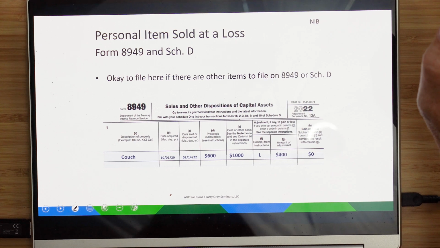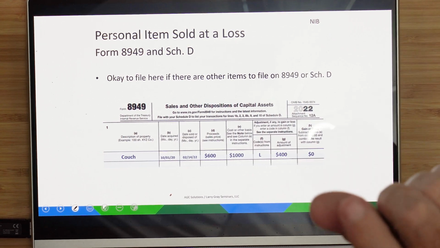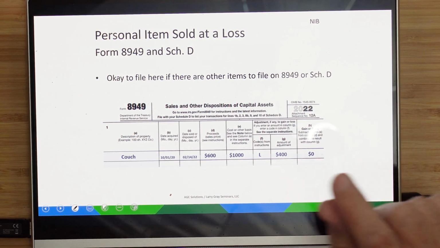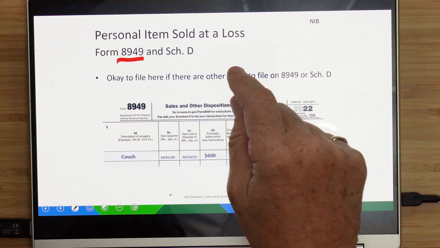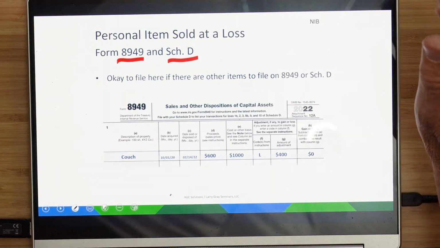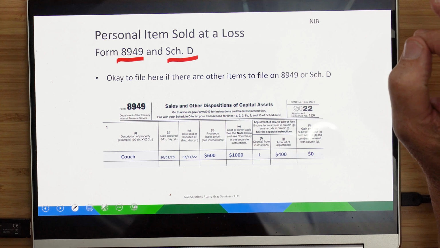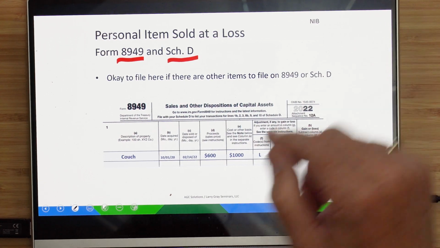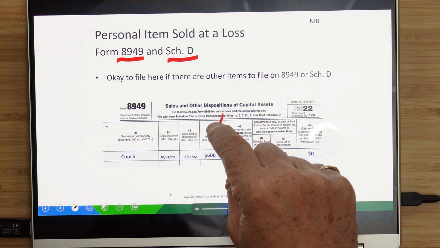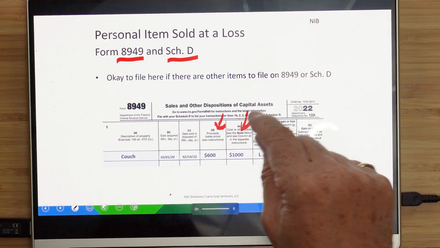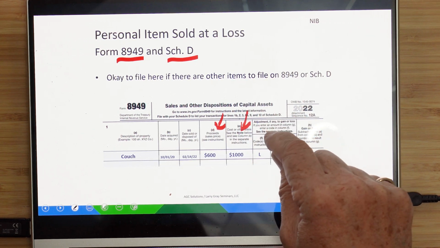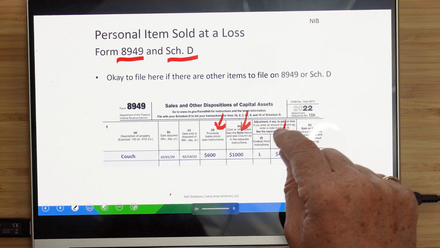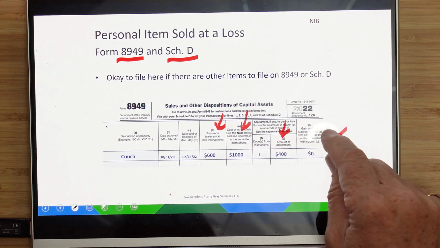So here's what we could do: instead of reporting it as additional income and adjustments, we can go on the 8949, and it'll end up on the Schedule D. And all this is saying is there's that couch. The proceeds were $600. The cost was $1,000. It's a loss, but it's a personal loss, so we don't get that loss, and we end up with zero.